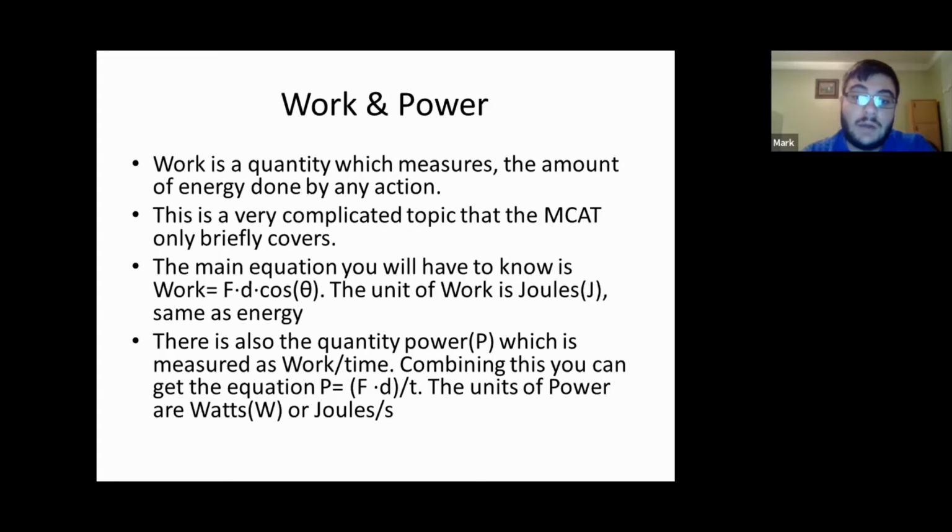There's also the quantity power, written as P, which is measured as work over time. If you do work over a certain time, you get power, that's the equation. The units of power are watts, or joules per second. Watts is the standard. The simplified version, joules per second, is more fundamental: work is joules, time is seconds, joules over time. If you combine the two equations, you get power is equal to force times distance over time, because force times distance is equal to work. Does that make sense?